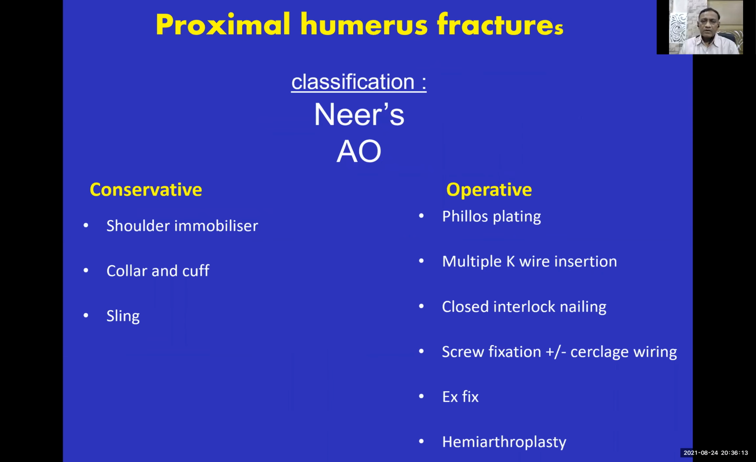Then the proximal humerus fracture. This is again a popular question. You should know the Neer classification in detail, also the AO classification. The treatment is again conservative if it is not displaced, and if it is a displaced fracture, then operative. These are the different types of implants that are used.